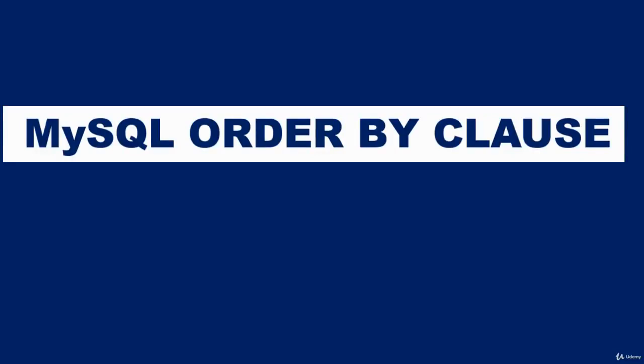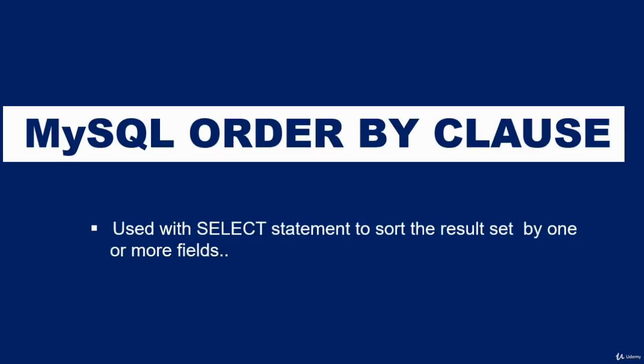The order by clause can be used within an SQL statement to sort the result set by one or more fields. So you can sort the result of a select statement either in ascending order or descending order. The default, if you don't specify an order, usually is ascending order.